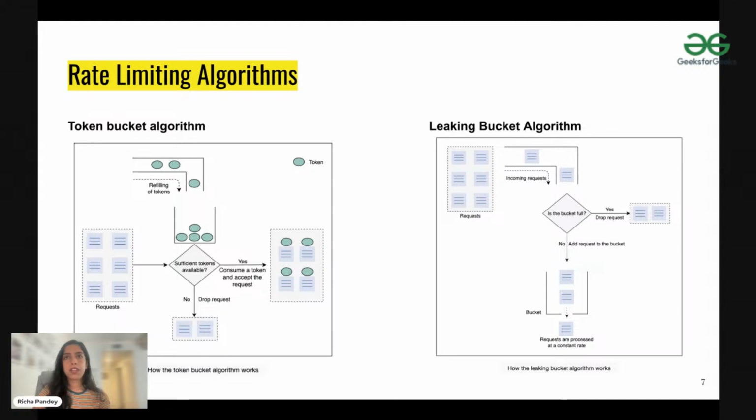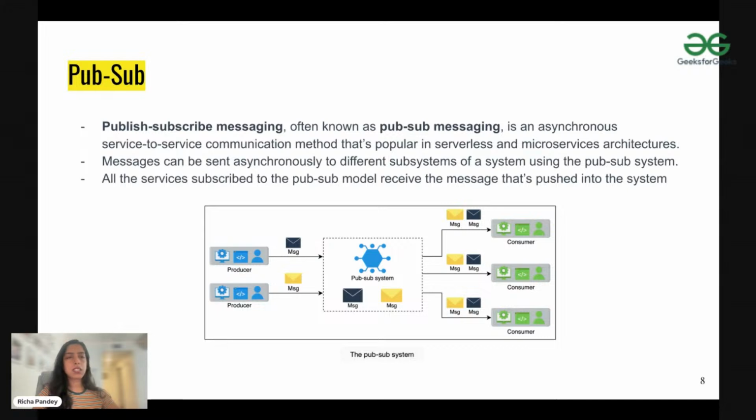Okay, let's move on to the next topic. It's called pub sub. Okay, there's one more question. Where is the rate limiter logic version controlled?